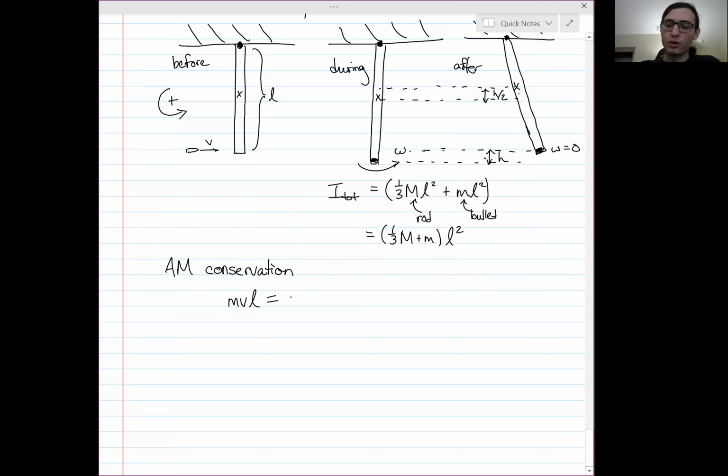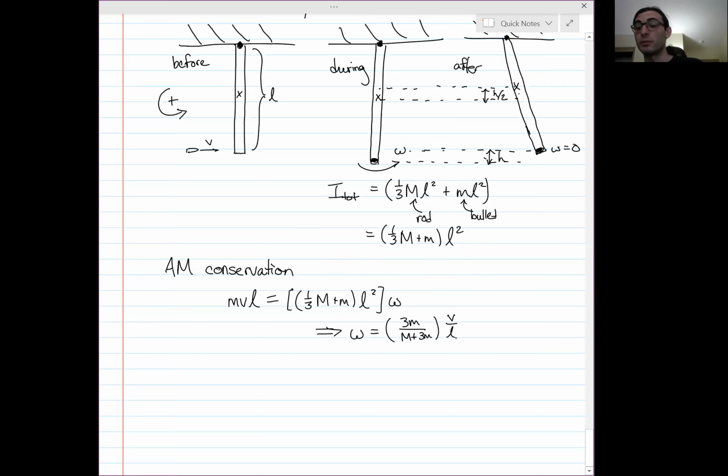We know what the total moment of inertia is. It's (1/3 M plus little m) L squared. And we know the angular velocity, or at least we're trying to find the angular velocity omega. And so what we find is that omega is equal to 3 little m divided by (M plus 3 little m) times v over L, where v is the velocity of the bullet. Okay, so far so good. Put a box around that so you remember to use it later.